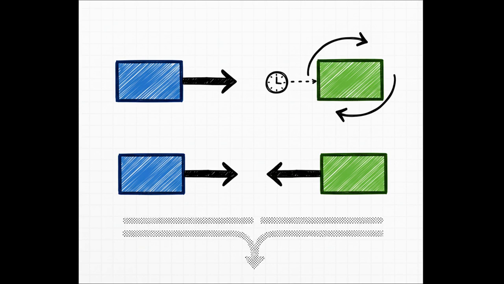Then there's the always block. This one runs over and over again, usually triggered by something like a clock signal. And here's the really crucial part, the thing you have to wrap your head around. All of these blocks in your design run at the same time. They execute concurrently, in parallel, which is exactly how real hardware works.